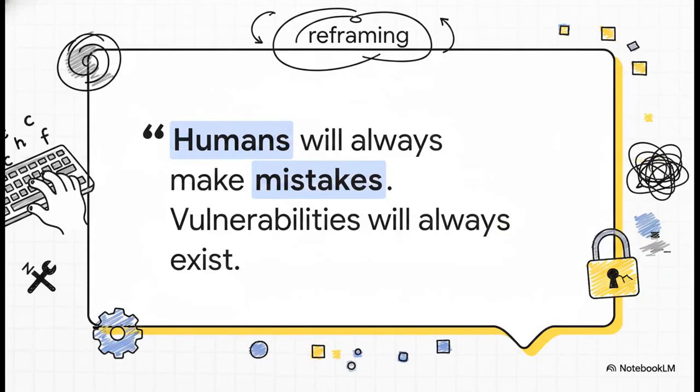Ultimately, as we wrap up this explainer, we really have to fundamentally reframe how we view cybersecurity. There's this great quote from the source material: "Humans will always make mistakes. As long as systems exist, vulnerabilities will exist." We just have to accept the basic truth that humans are flawed. We type things wrong, we forget to check boxes, and therefore, digital perfection, it's just impossible.